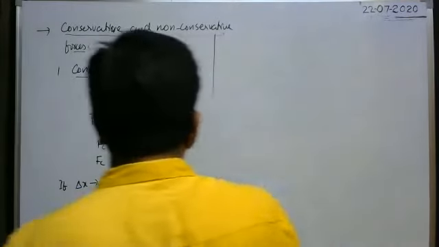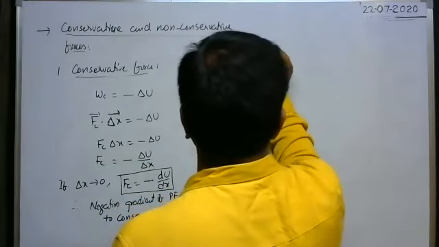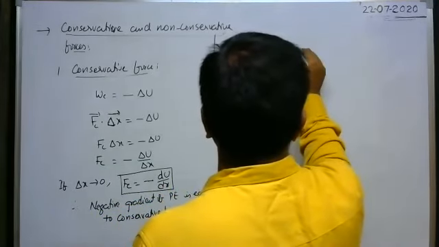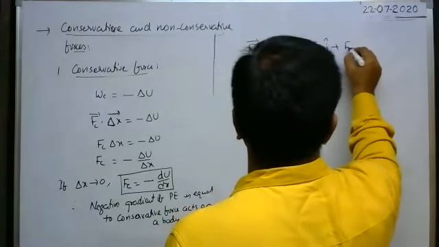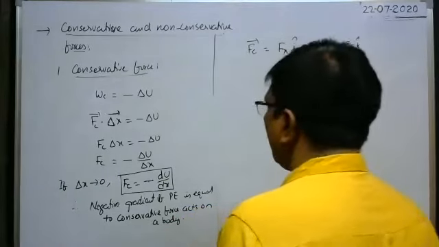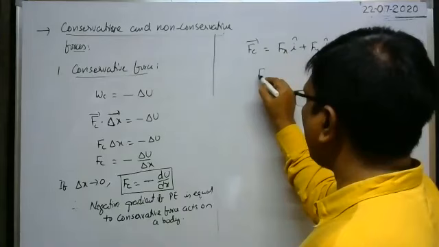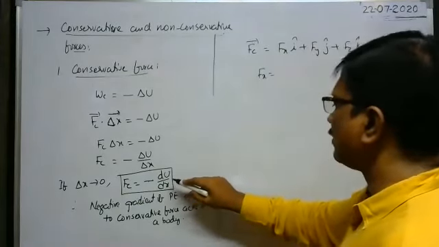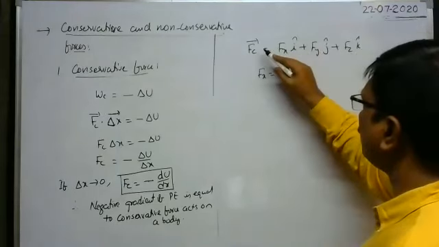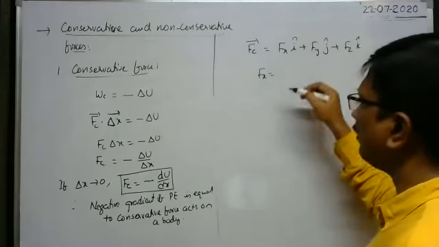Suppose a force acts on a body. The conservative force acting on a body is represented by the equation Fx i cap plus Fy j cap plus Fz k cap. Then the component of the conservative force acting along the x-axis can be represented as minus dU by dx. The component of the conservative force acting on the body along the y-axis is represented as minus dU by dy.